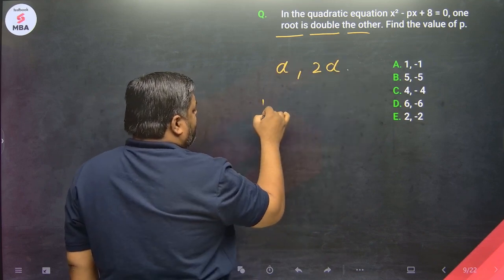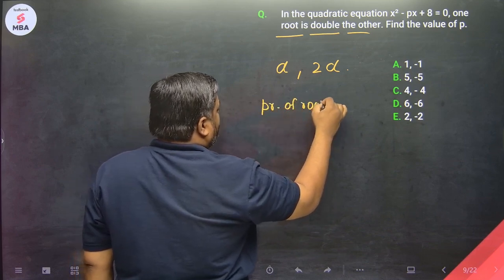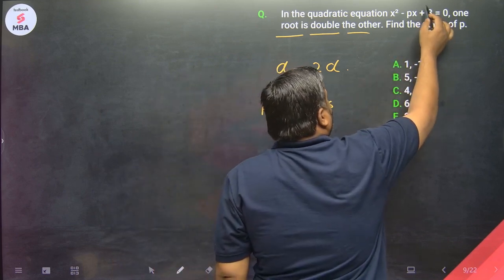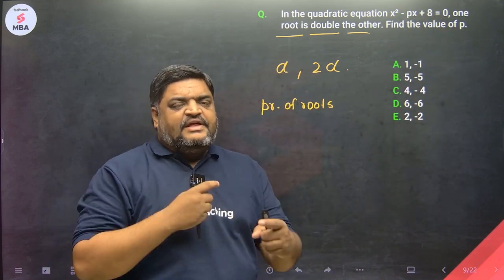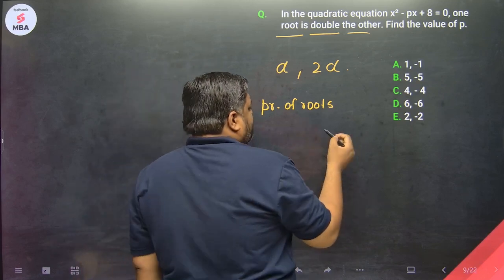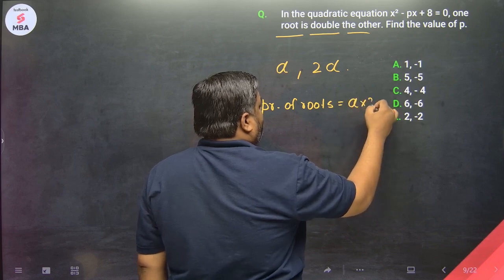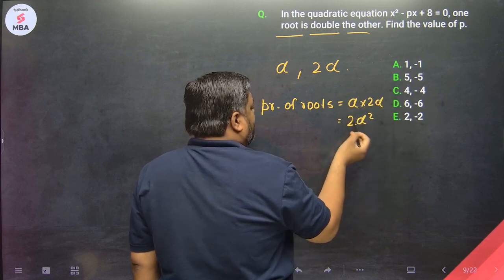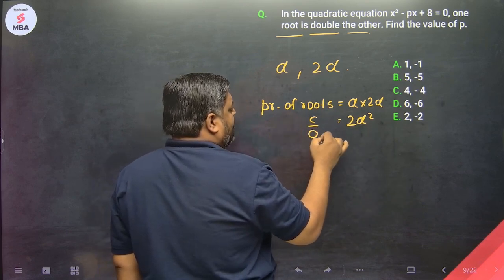And now what is the product of roots? Why are we looking for the product of roots? Because the product of roots is c by a, so 8 by 1, the product of roots will give a numerical value. That will help me a lot. So the product of roots is what? The product of roots is alpha into 2 alpha, 2 alpha square, and this is also equal to the product of roots, c by a.